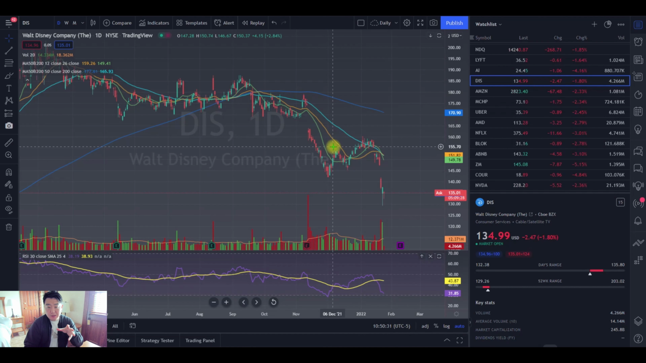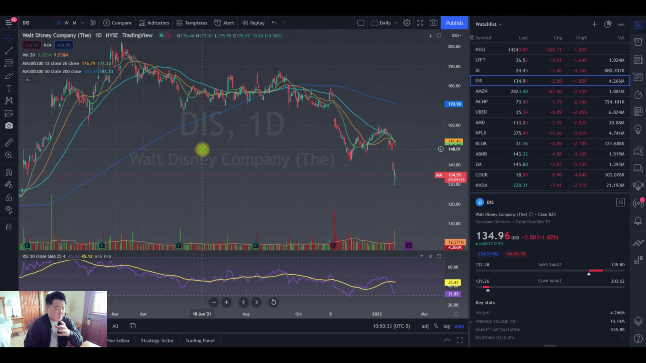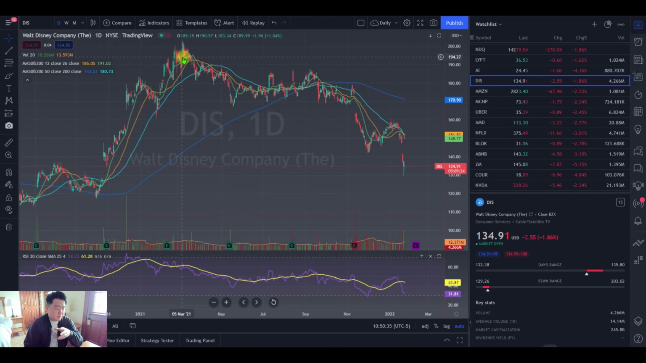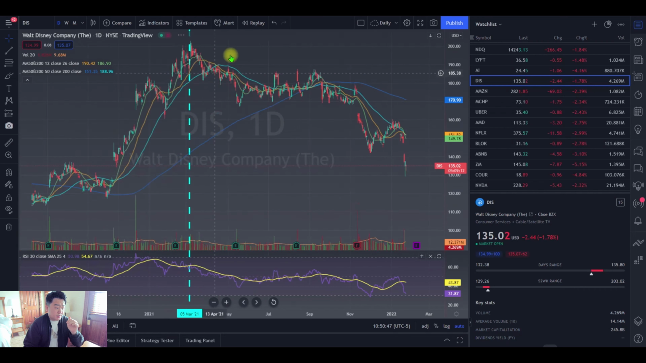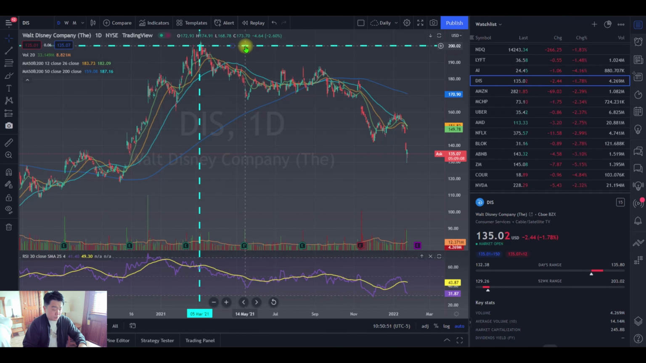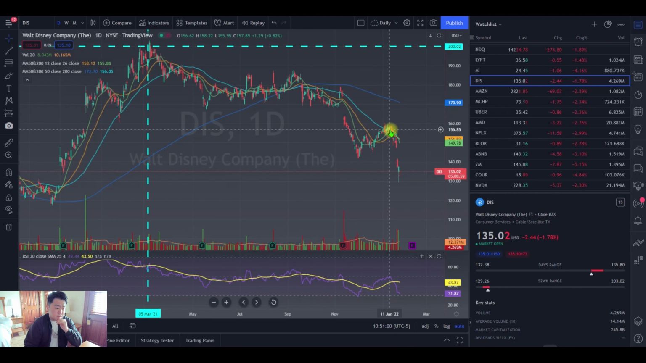And the last stock I'm going to talk about is Disney. It's kind of a shame that this company has been going from an all-time high in March 21st all the way to right now, which is actually very surprising. So let's put a vertical line, and that's the high of the market. So right off the bat, we're looking at 200. That's going to be the historical high that we're shooting for. But unfortunately, the stock just came back down.